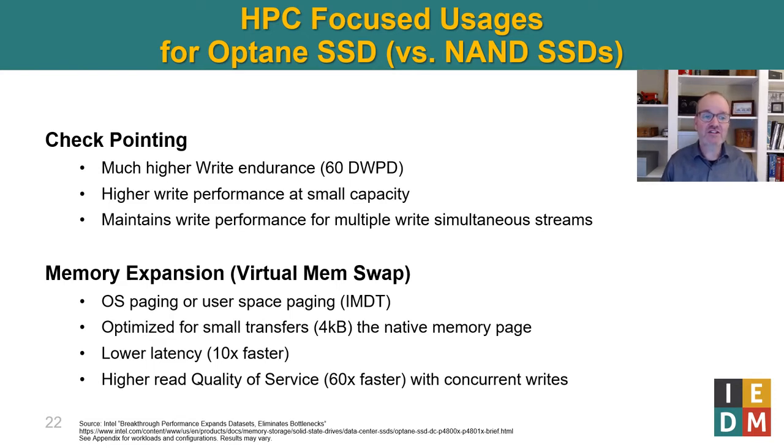You'll also find that you get higher write performance, so you'll spend less time checkpointing, and the write performance will always be high. Even if you didn't buy a really big Optane SSD, even smaller Optane SSDs have very high write performance because of the intrinsic properties of the underlying memory. And of course, it maintains its write performance as lots of streams, maybe from multi-core processors, checkpoint at the same time. And that's important because NAND actually wants bigger blocks for writes. Optane doesn't care. Another possible use for HPC would be memory expansion.